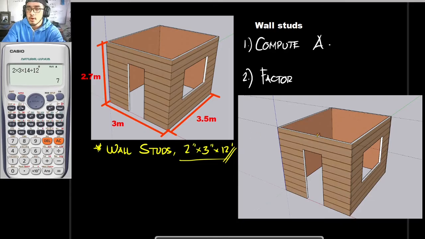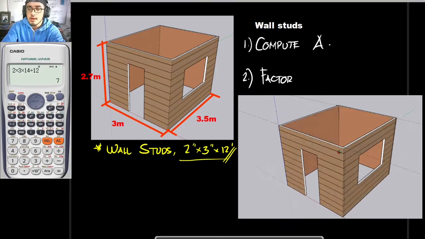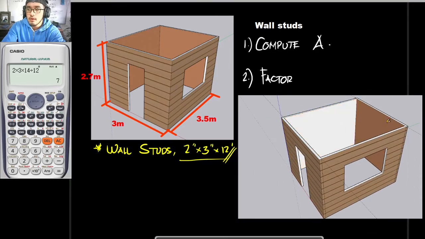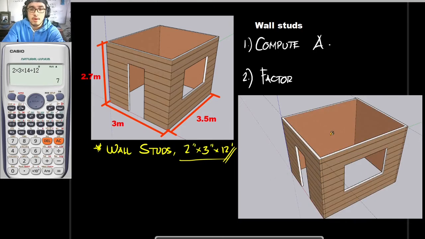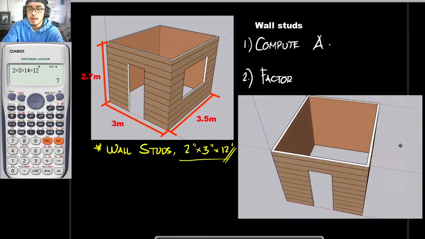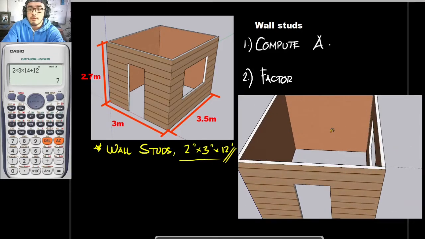So there. And we must compute for the area that we would be using for us to compute the wall studs. So the question is, anong area ba yung kukunin natin? Would it be the area of the interior walls? Or would it be the area of the exterior walls? So the answer is, we would be computing for neither. It should be the center to center spacing of the wall studs.